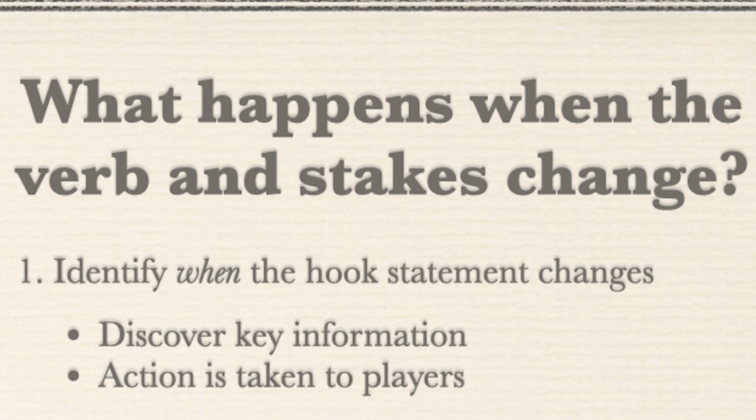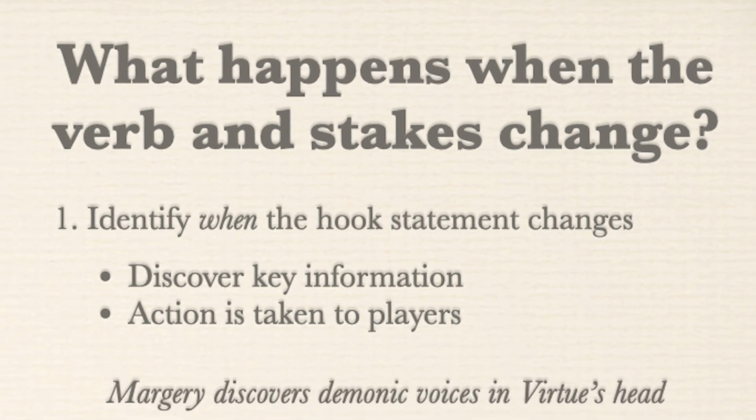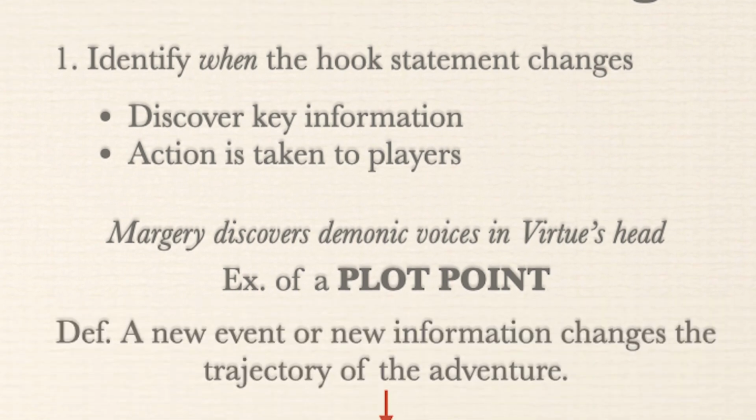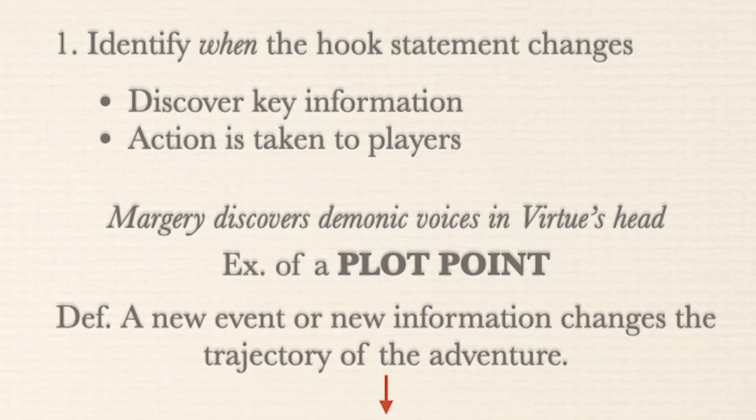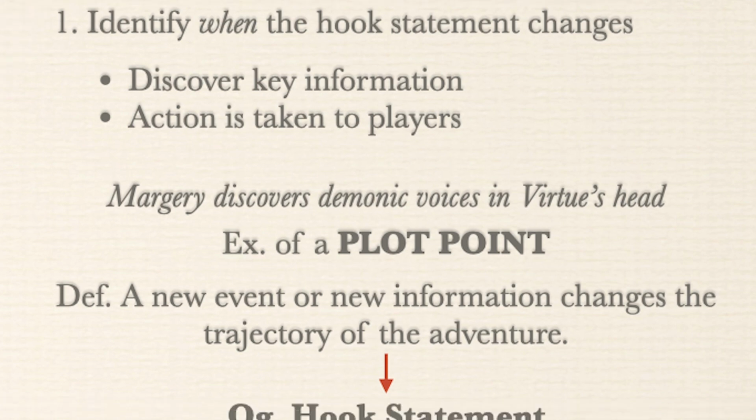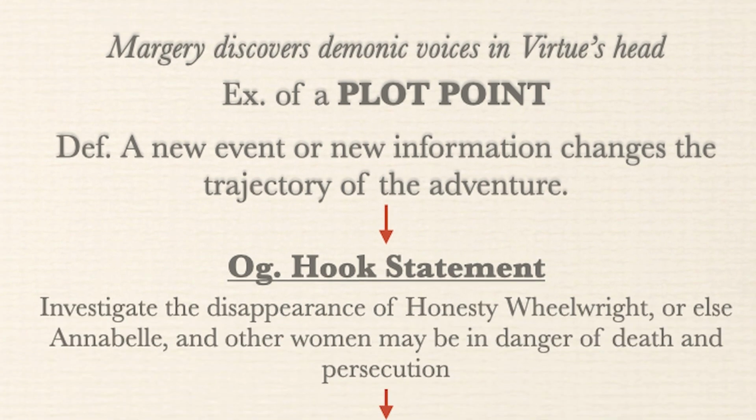An example in Salem is when later on in the adventure, Marjorie uses a detect thoughts spell on another young girl, Virtue, and discovers that there are demonic voices living inside of her head. We can call a moment like this a plot point, where a new event or new information changes the trajectory of the adventure. And how do we see how that trajectory changes? Well, by taking this new information and re-examining our hook statement. So our original hook statement for Salem was, investigate the disappearance of Honesty Wheelwright, or else Annabelle and other women may be in danger of death and persecution.